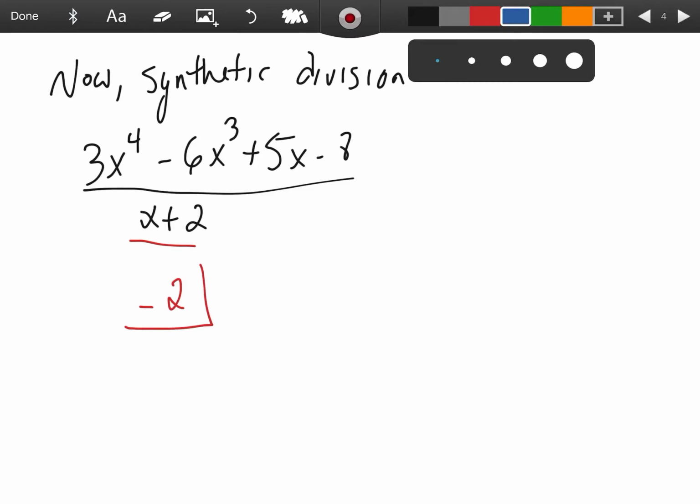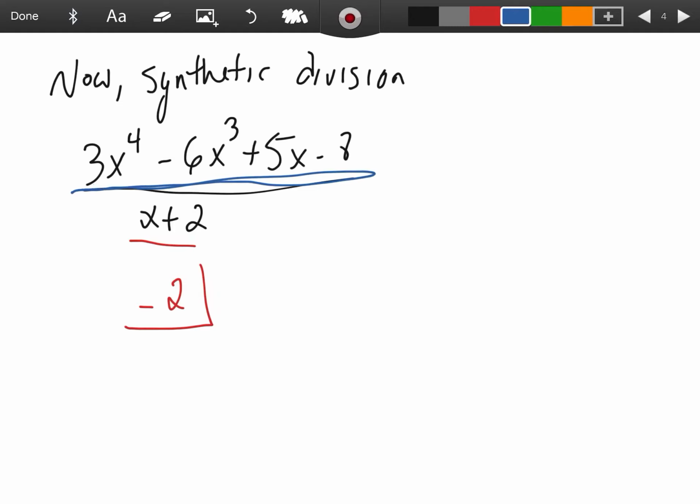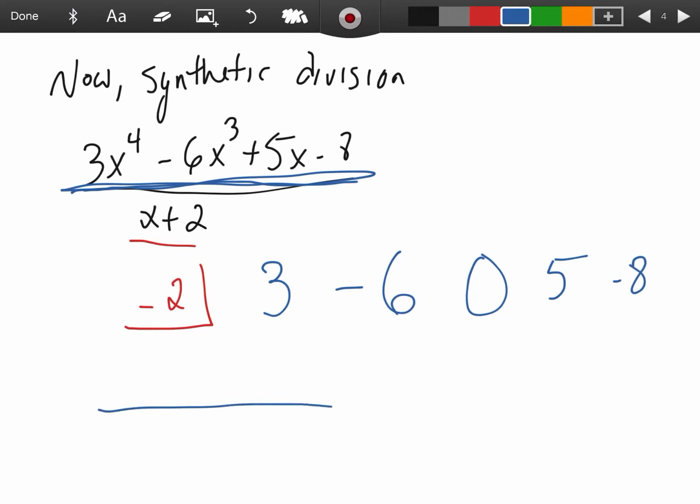Then I take the coefficients of the top part of my fraction, the numerator, what is being divided. And I write those coefficients across the top row. So it's 3x to the fourth, negative 6x cubed. Now this is where the placeholder is incredibly important. 0x squared, 5x, negative 8. Then I'm going to leave a space and draw a line beneath it.